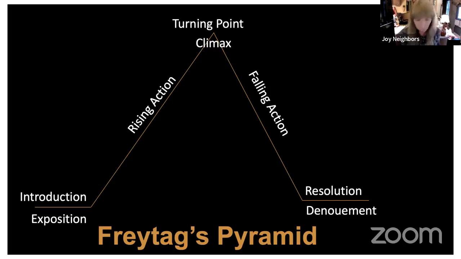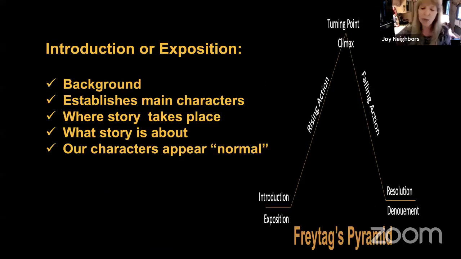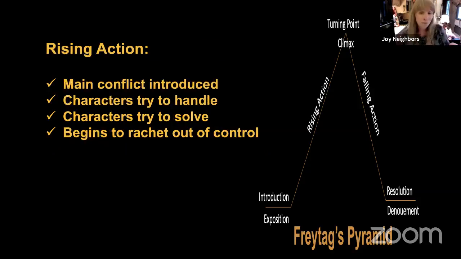And it's made up of 5 elements. We start right out with the introduction or the exposition. So this is the background information. It establishes who the main characters are, where the story takes place, and what the story is really about. It's at this point our characters appear to be normal.